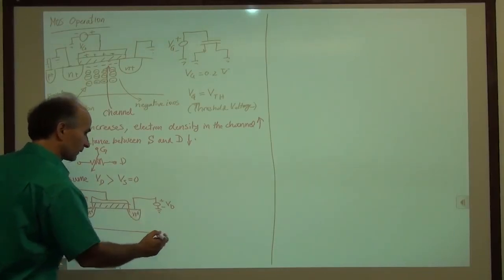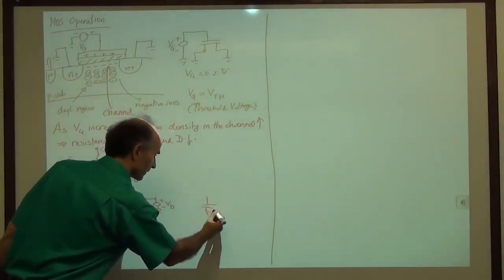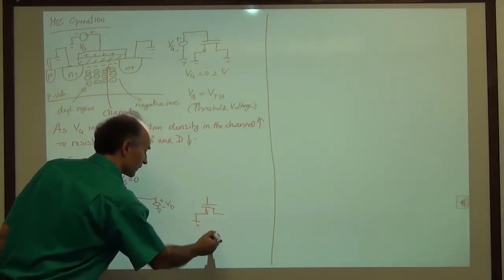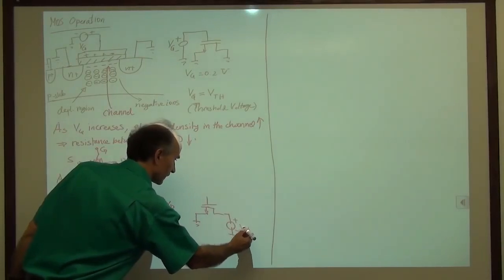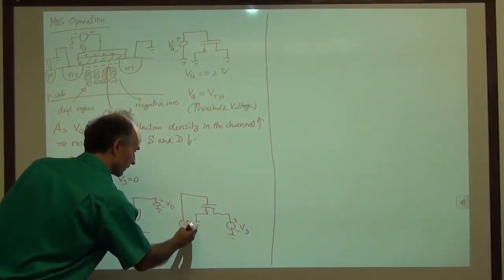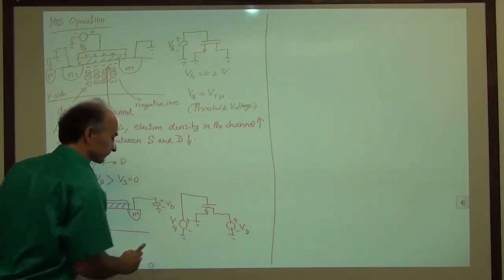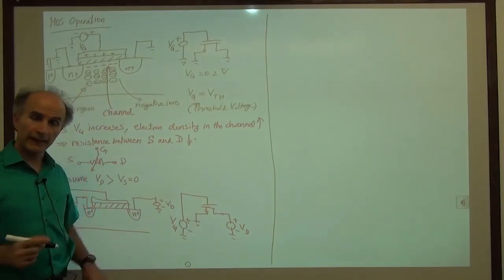And then at the circuit level, this is what we have. We have our MOSFET, and the source is grounded. The drain is connected to a voltage source, VD, and the gate is connected to another voltage source, VG. We can do that.